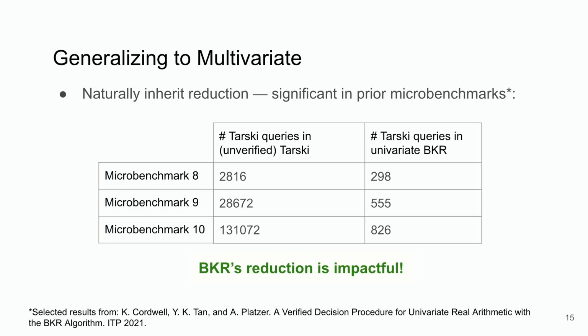And I just want to give you a sense of why we like this reduction. So in our univariate paper, we considered some micro benchmarks, and we compared the number of Tarski queries that we would need to do in an unverified version of Tarski's algorithm versus our verification of the BKR algorithm. And you can see there are really drastically different numbers in this table. And this matters because these Tarski query computations appear to pose a bit of a computational bottleneck in the univariate case. So we like our reduction.